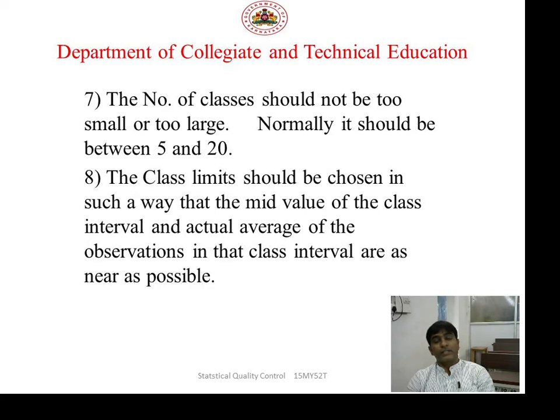The number of classes should not be too small or too large. So that is also one of the conditions. Normally it should be between 5 to 20. So see here, the classes should not be divided in large numbers. In the earlier case we had 69 values. So the quality control inspector can divide that 69 values into 2 or 3 groups only.